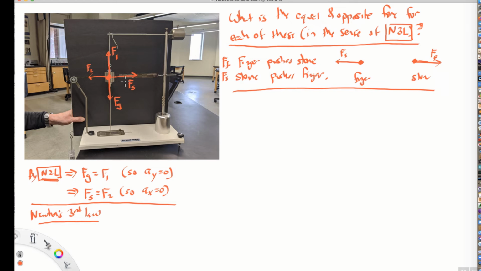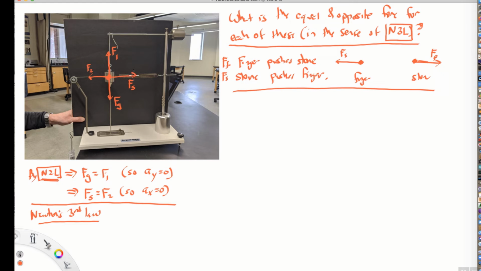So what are those other forces? Well, what are the equal and opposite forces for each of these? Okay, so let's try to figure those out. What is the force that is equal and opposite to F sub s in the sense of Newton's third law? Well, you could do it this way. You could say, what is pulling on this mass? Well, you could say the spring is pulling on the mass. That is this force. That's F sub s.